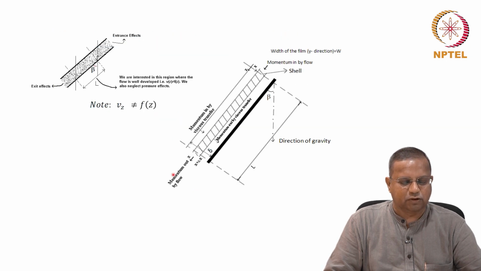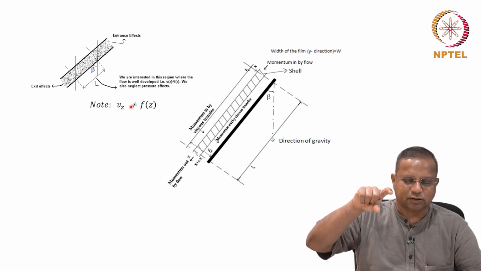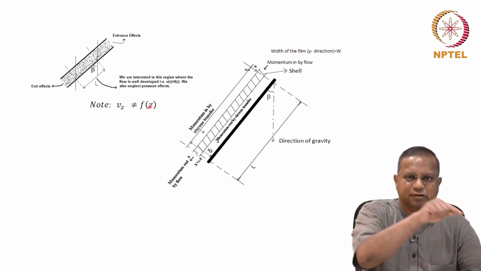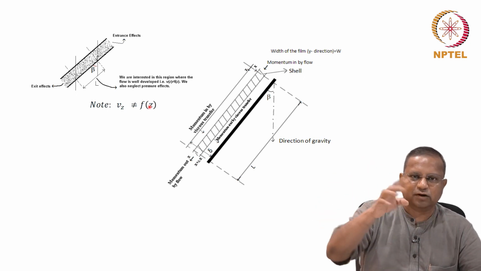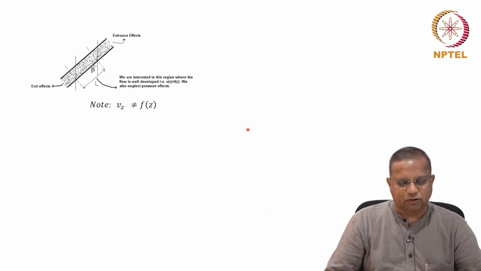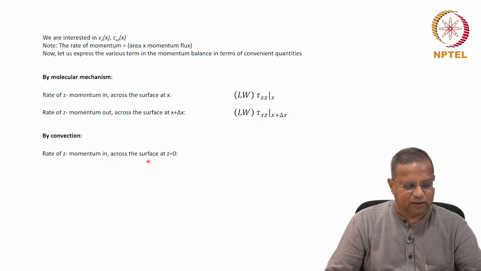And when we went about doing that, we of course looked at the situation where the flow is well developed. The velocity at a particular x, at a particular thickness of the layer, remains the same irrespective of the length over which it travels. In other words, we are looking at the region where the flow is well developed. We looked at this, and then we did the balance by writing in detail what terms contribute to the entry and exit of momentum by molecular mechanism and by convection.